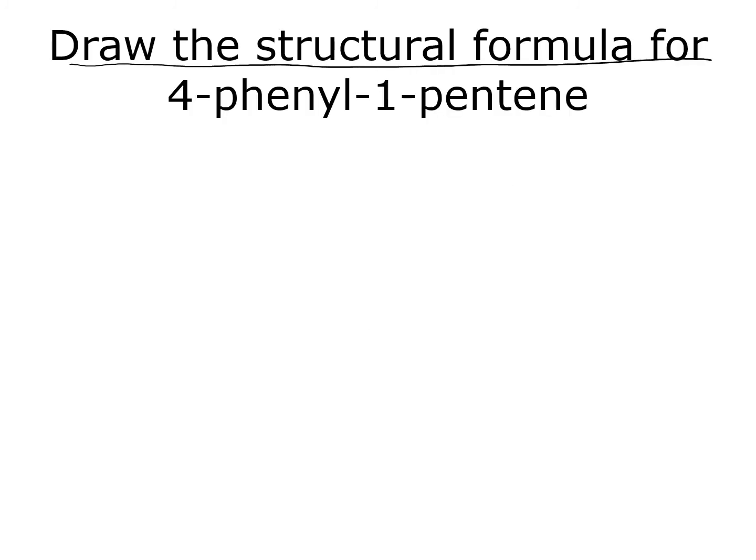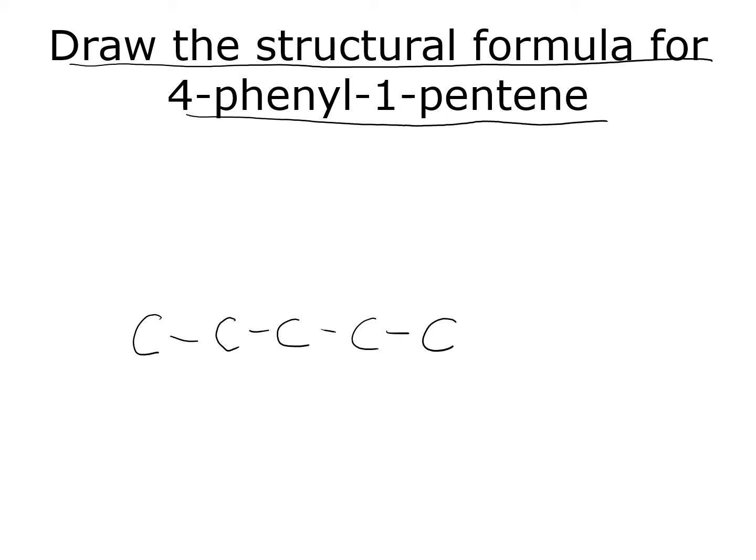Draw the structural formula for 4-phenyl 1-pentene. We'll start by drawing the parent. Pent means we have 5 carbons. And I'm going to bond those together. The ending pentene, ene, means we have a double bond, which is located at carbon 1. So I'm putting a double bond there. We have a group 4-phenyl attached, so we're going to count over to carbon number 4. And I'm going to draw a phenyl.